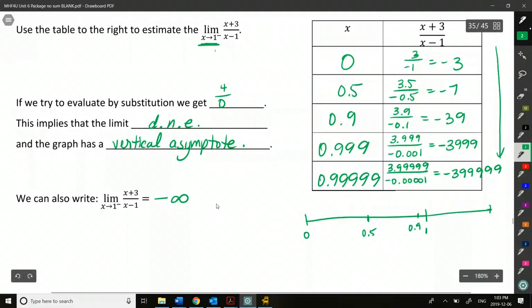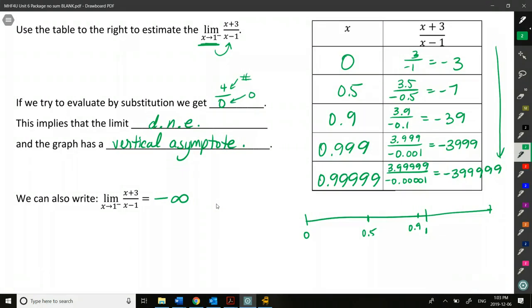Okay, so when you see something like this and you try subbing in and you get number over 0, this should tell you that you're approaching a vertical asymptote, and either you're going up toward positive infinity or down toward negative. Especially when you have this linear over linear function, they're pretty straightforward with that. Okay, any questions on limits?